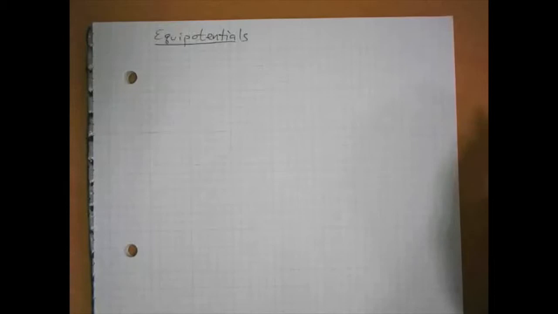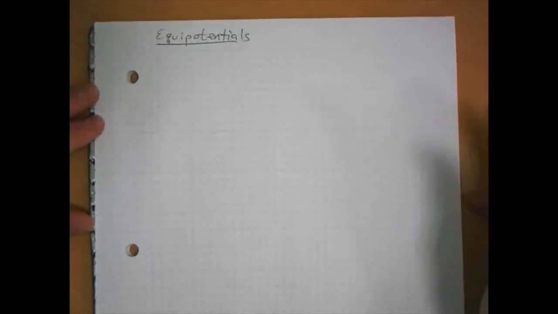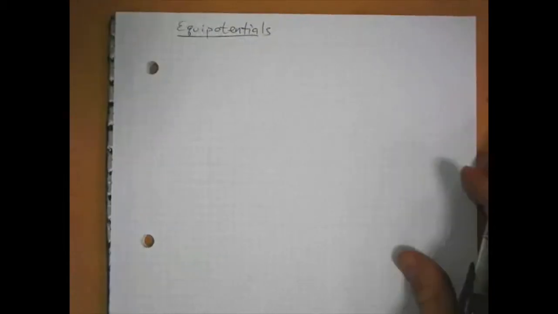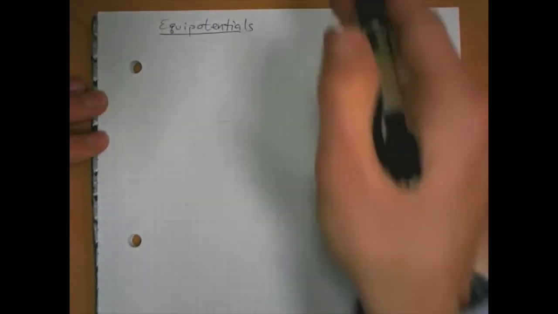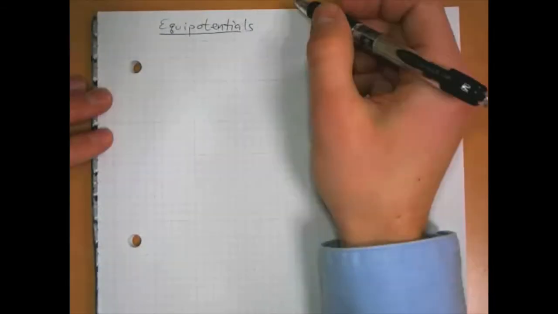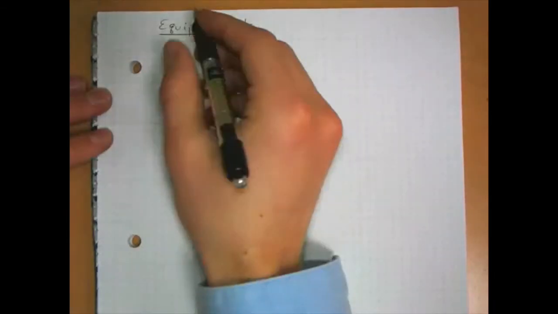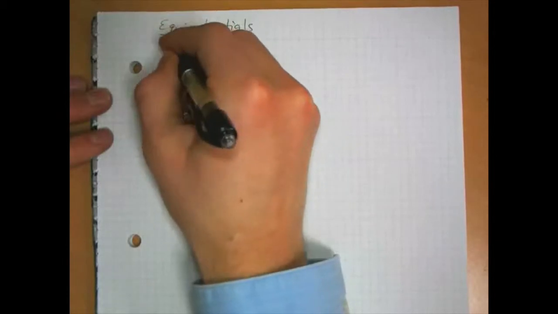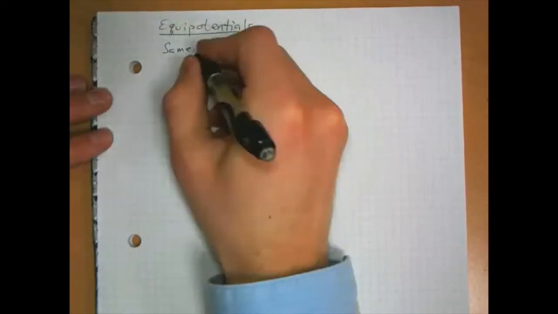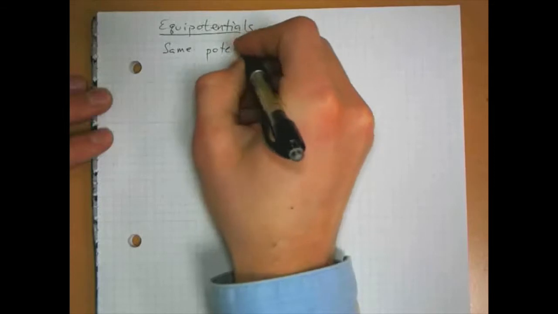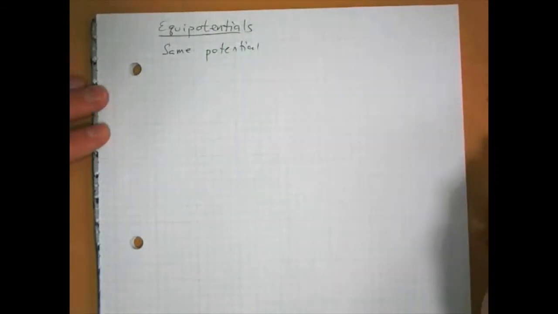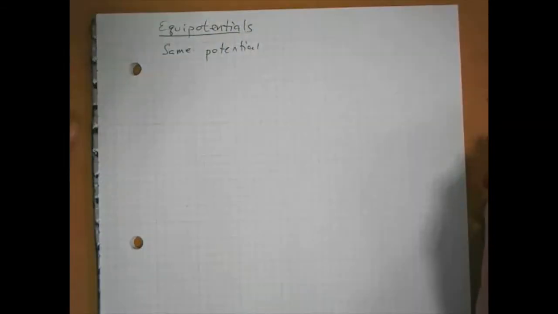It can sometimes be useful to consider electric fields and potentials in terms of equipotentials or equipotential surfaces. As the name indicates, equipotential: equal and potential is potential. So an equipotential surface is a surface over which the potential is equal.